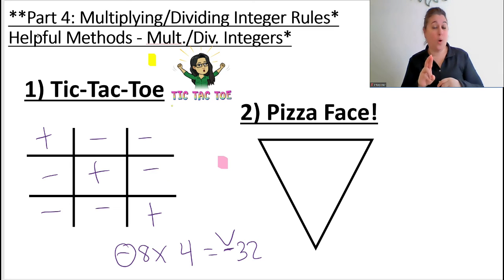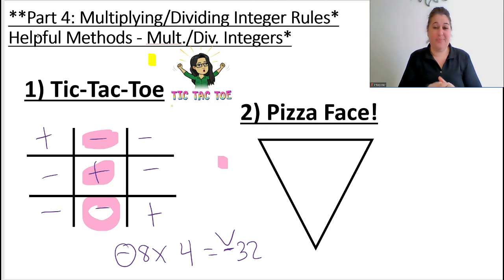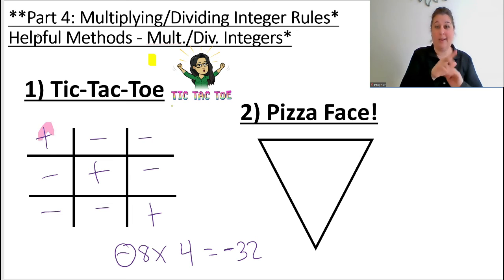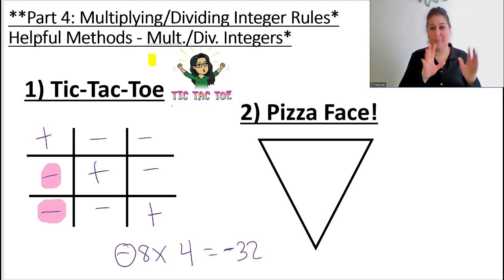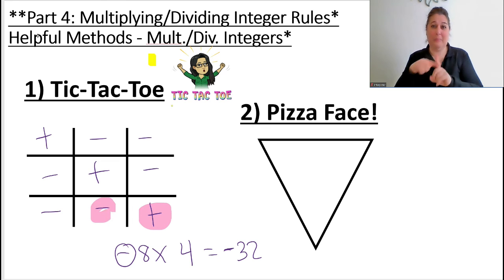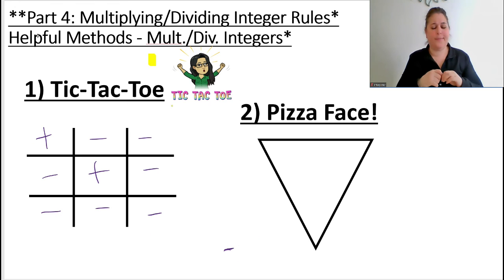You can also go from the top to the bottom. A negative times a positive equals a negative. It works. Okay, it definitely works. You can even go the other way, just knowing that they're different signs. A positive times a negative is a negative. So you can do it in many different ways. Look, positive times a negative equals a negative. It works.